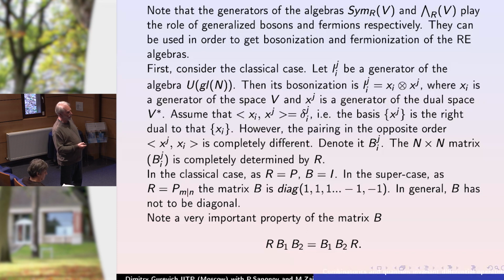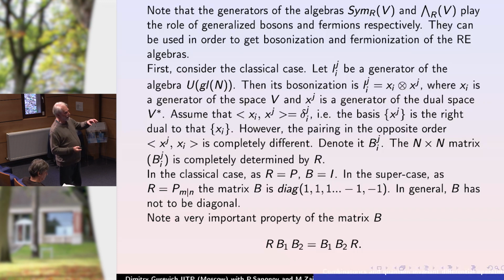So here we have the basis in the space V. Here we have the basis in the dual space. And finally, if I have here the dual space, the right dual basis rather, we have the following coupling between two elements. But if we change the order, so if we put x_j here, it is completely different.